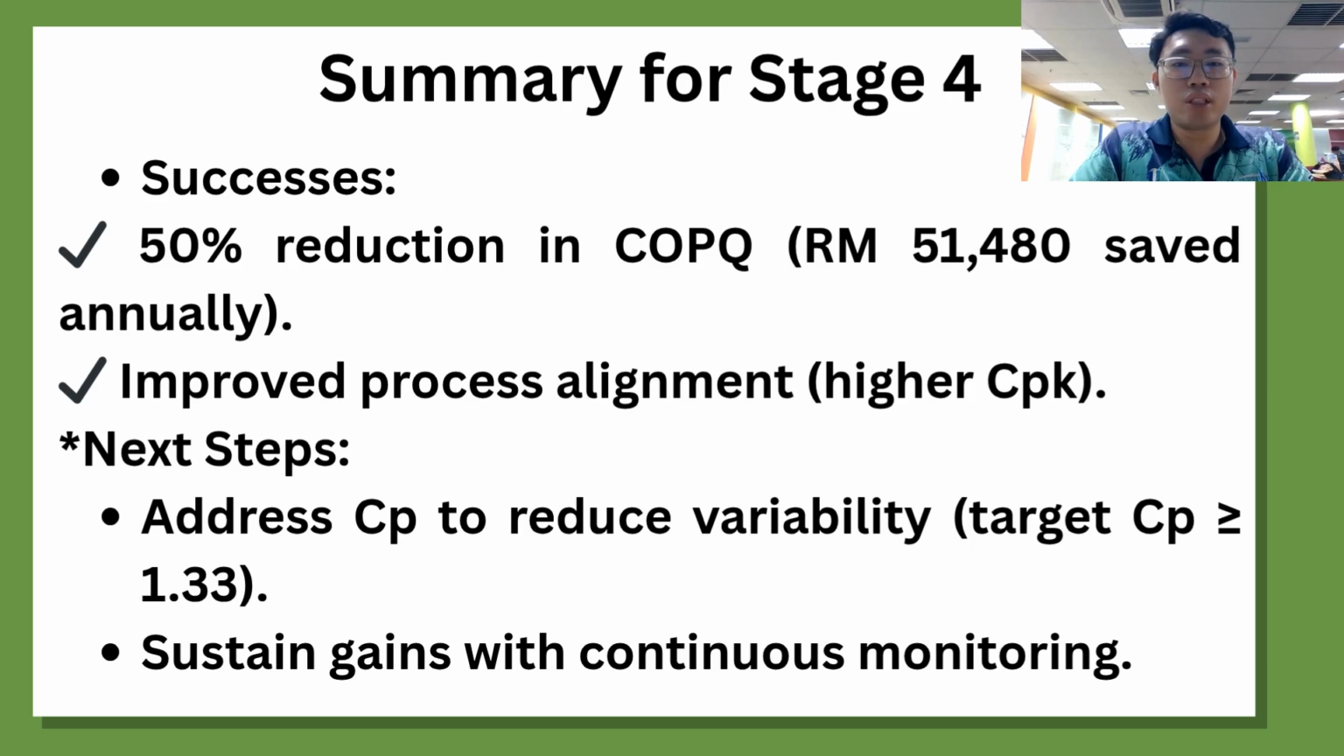Next, we move to the summary for this stage 4. The success is a 50% reduction in COPQ, where 51,480 ringgit is saved annually. Other than that, it improved the process alignment with higher CPK. Next steps, address CP to reduce variability. We should target CP larger than or equal to 1.33. So it sustains gains with continuous monitoring.